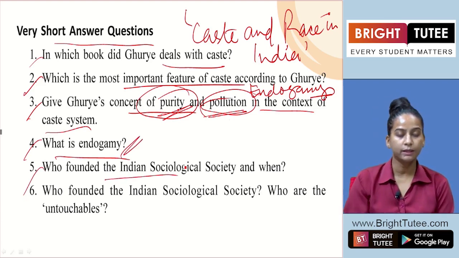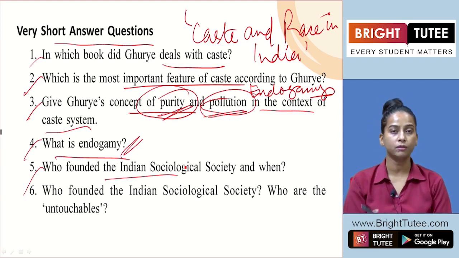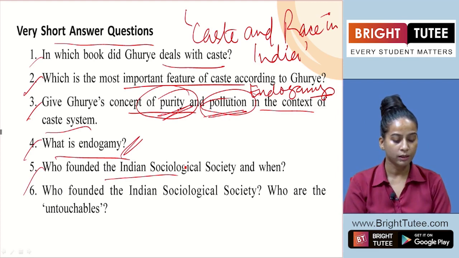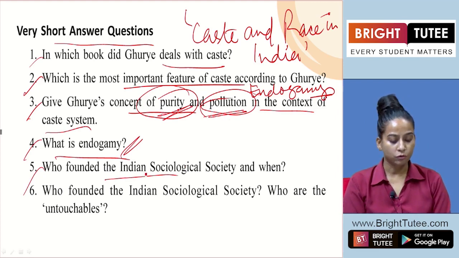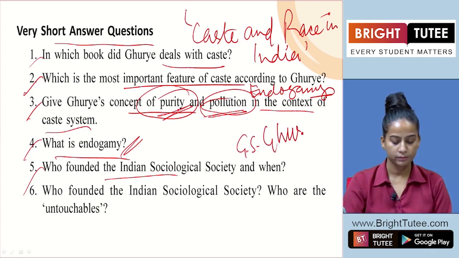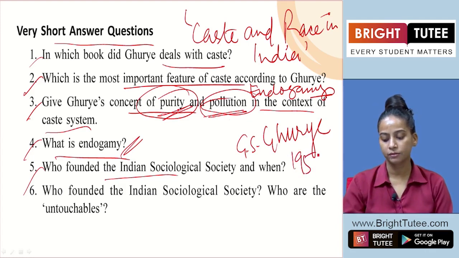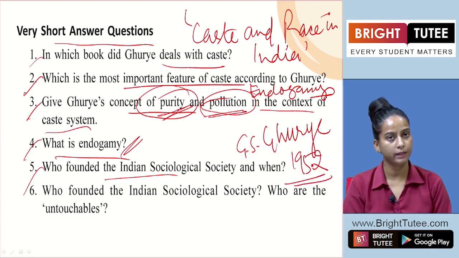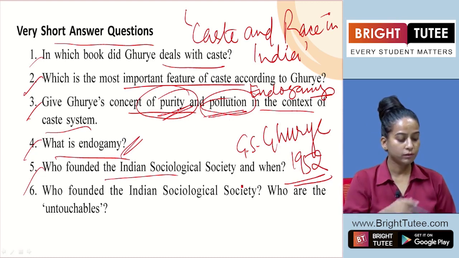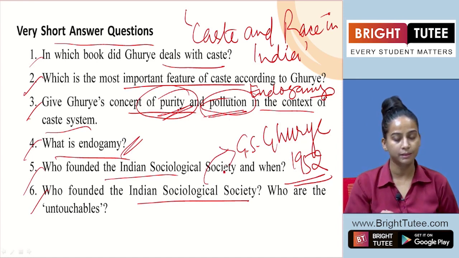Who founded the Indian Sociological Society and when? Now we have to mention who was responsible for forming this Indian Sociological Society. So we need to give the name. That was G.S. Ghurye only. And when it was formed, that was in 1952 after independence. In the next question, it has been asked the same. Who founded the Indian Sociological Society? The answer will remain same.